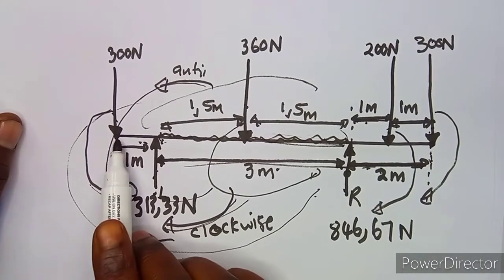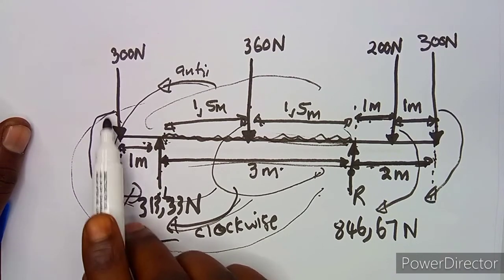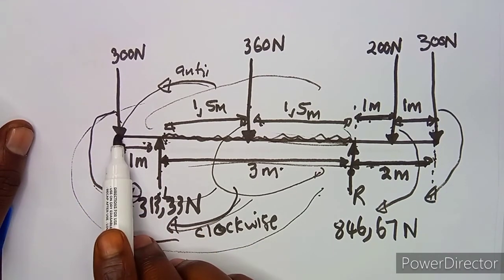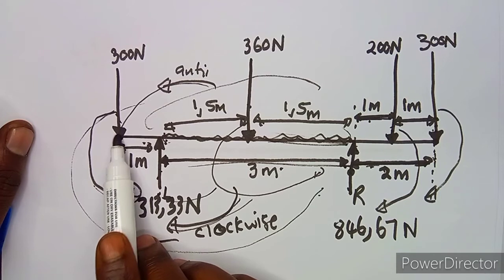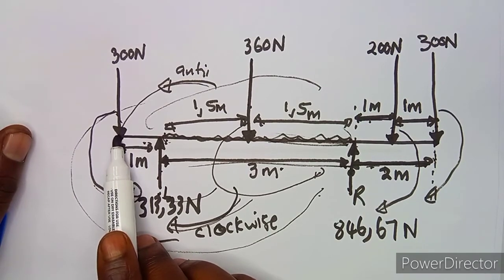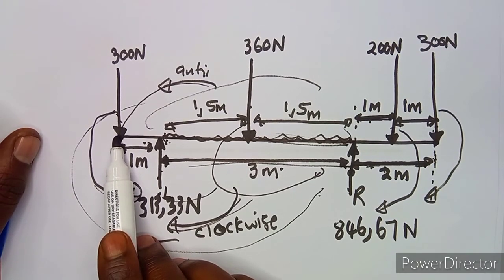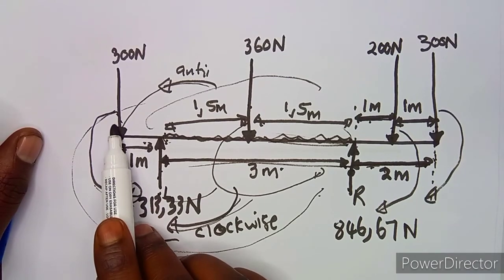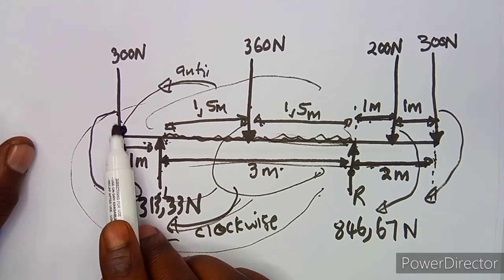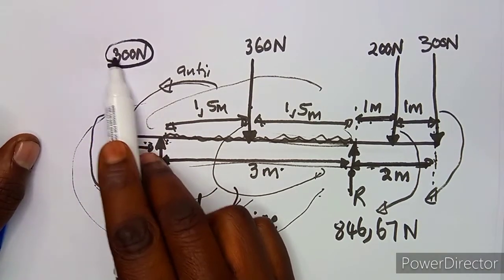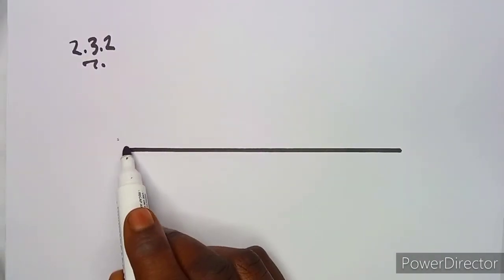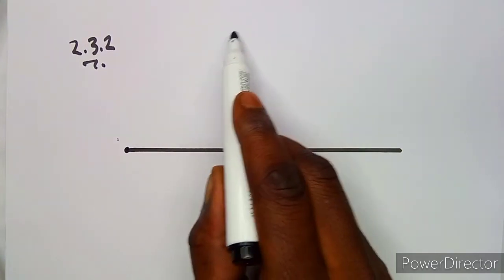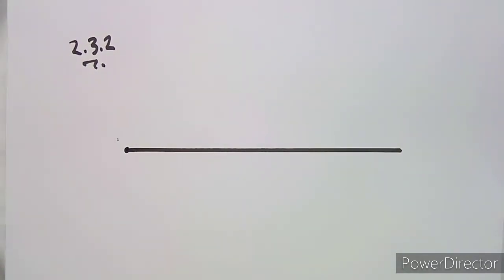If we are to cross-check this, it's actually going downwards. The first part, at the far left end, is going downwards because it's a point force. So you're going to go downwards 300 newtons. Okay, just a normal scale. So you are starting at 0. This is what you're going to have.